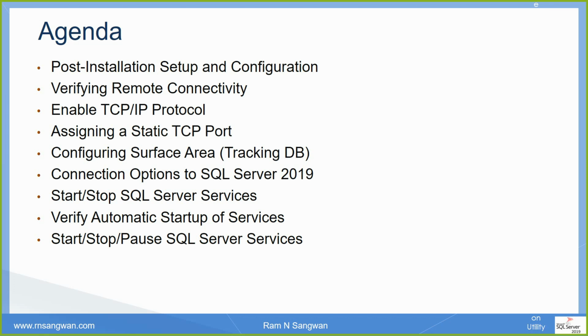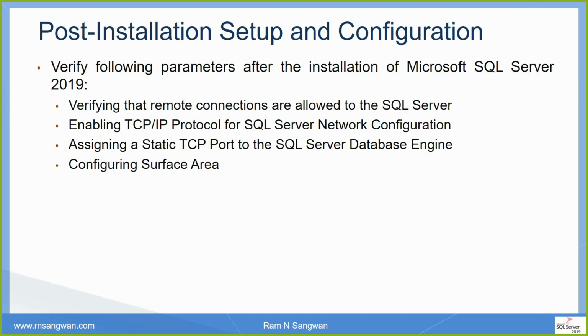First is verify remote connectivity, whether it is allowed or not. Enable TCP/IP protocol if it is disabled. Assigning a static port, you have seen the demo. Configure surface area, that is for tracking the DB. Then connection options for SQL Server 2019. Start, stop SQL Server services. Verify automatic startup of services. Start, stop, pause. At a glance, I'm sure that you have seen each one of them during my demonstration. Let's go through one by one.